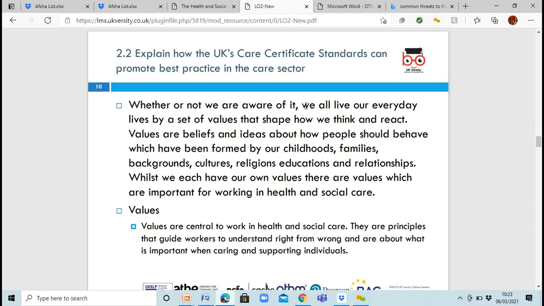So let's go on to 2.2. Explain how the UK's care certificate standards can promote best practice in the care sector. Now, you'll be happy to know this is a little short one, so we're not going to go through a lot of legislation now. Depending on if we're aware of it or not, we all live our everyday lives set by a set of values. So they help shape us, they help us to react.